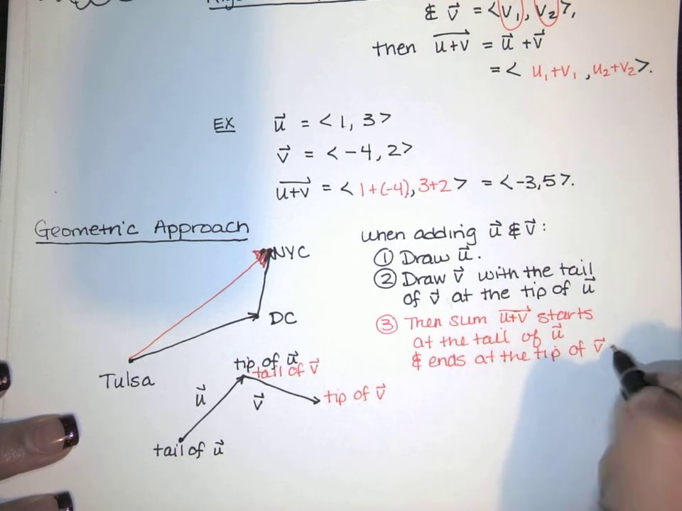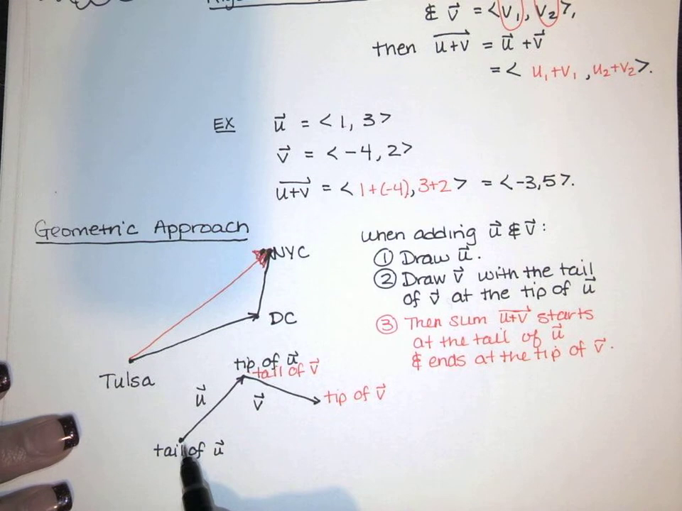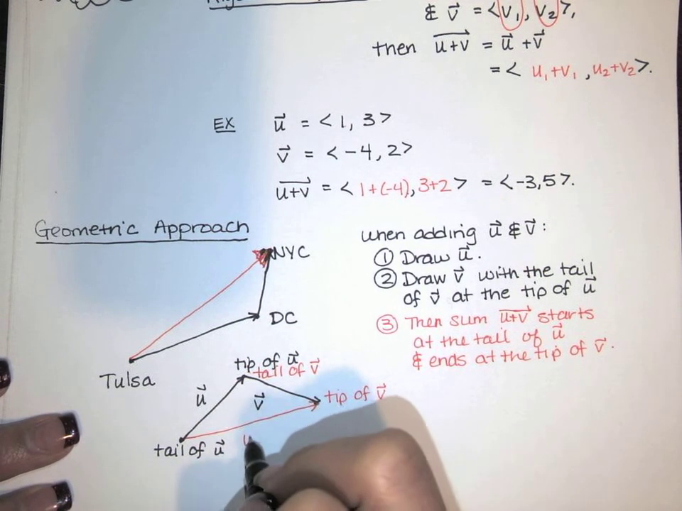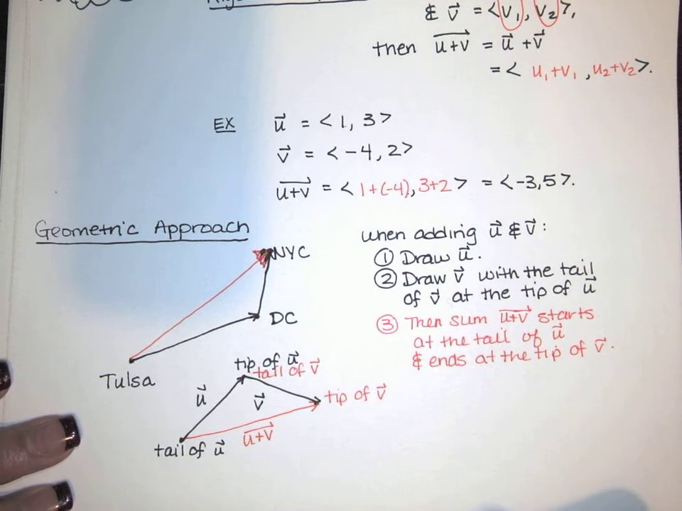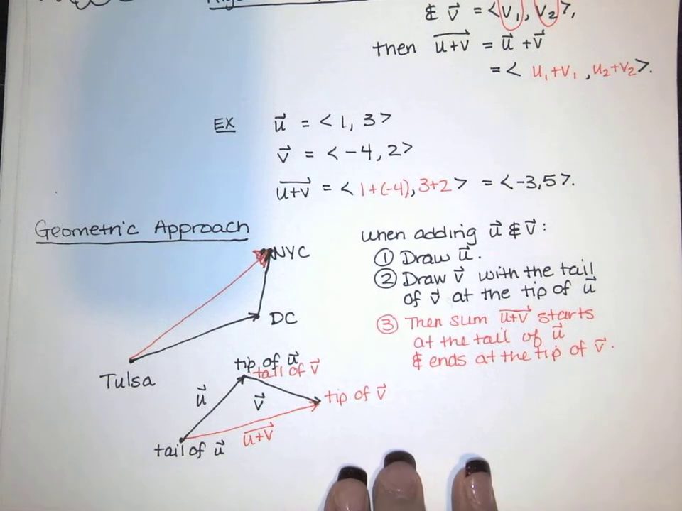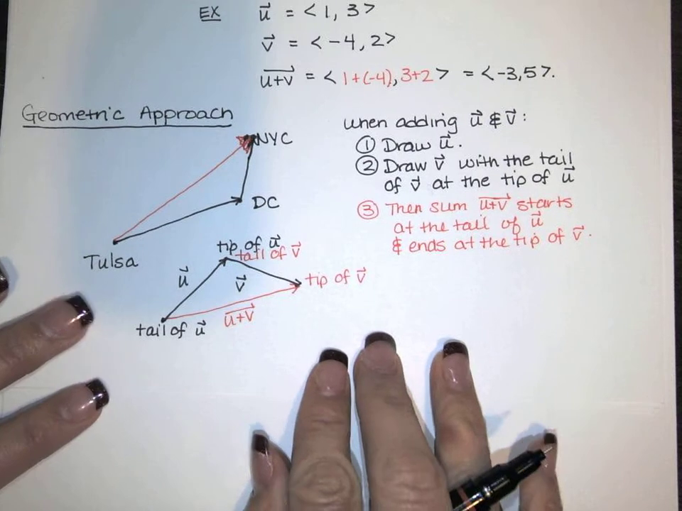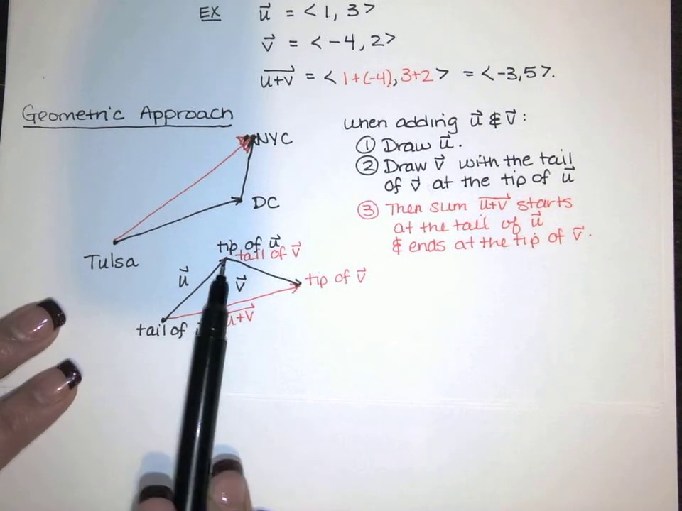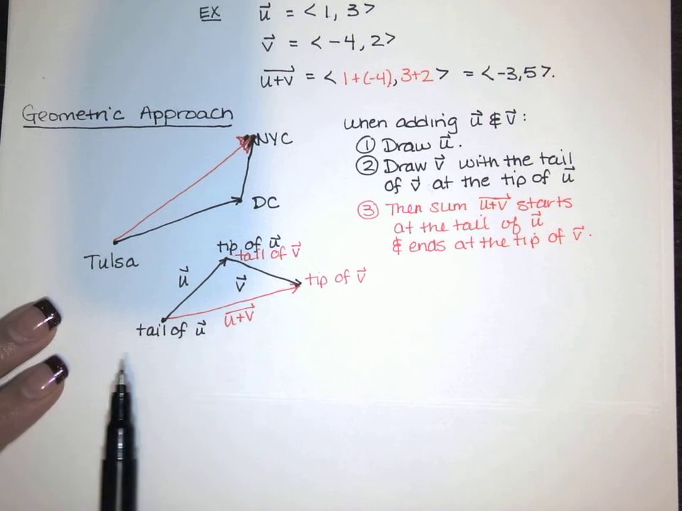I still think it's easier to think of it in terms of displacement. Start where you started, end up where you ended up. You're just going to go that way. That's the vector u plus v. Any questions about that? I know it's a video. It's what I'd say in class. Okay, so that's u plus v equals that.